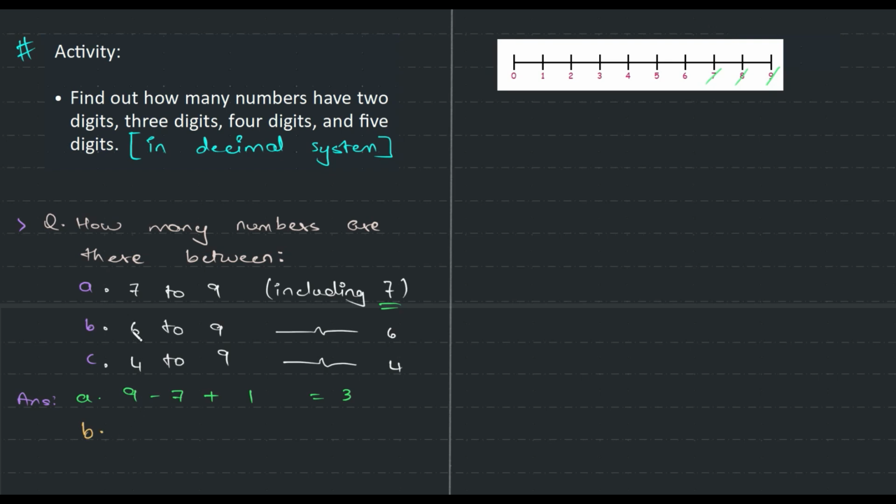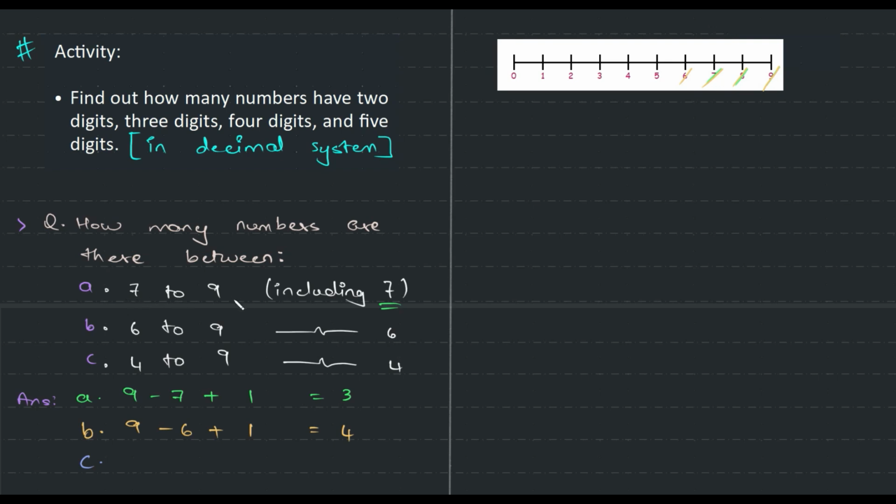Let's talk about B. 9 minus 6 will give me 3. But we know that this will be wrong because we just found that 9 minus 7, which is 2, was not exactly the number which we are looking for. 9 minus 6 including 6 means 9, 8, 7 and 6. There are 4 of them, not 3. So again, where did we go wrong? Finally, 9 to 4. Let me explain over here why this 1 is being added.